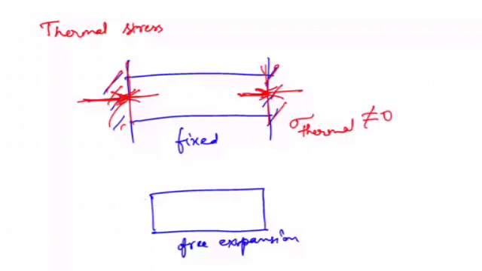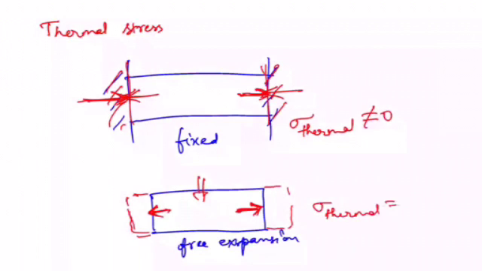Whereas if I consider a body which is not fixed and it is under free expansion, so on heating this you will see there is expansion, there is tensile force here, and this tensile force is not being resisted by any other reactions. So here the body will expand freely. So this undergoes free expansion. So in this case the thermal stress is equal to 0 since there is no resistance.